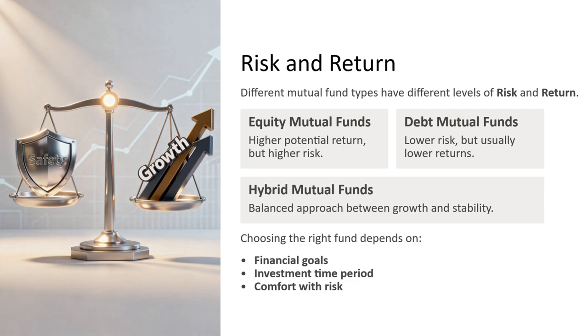Now we will see risk and return. Different mutual fund types have different levels of risk and return. In the case of equity mutual funds, there is a higher potential return but a higher risk. In the case of debt mutual funds, there is lower risk but usually lower returns. In the case of hybrid mutual funds, it is a balanced approach between growth and stability. Choosing the right fund depends on financial goals, investment time period, and comfort with risk.